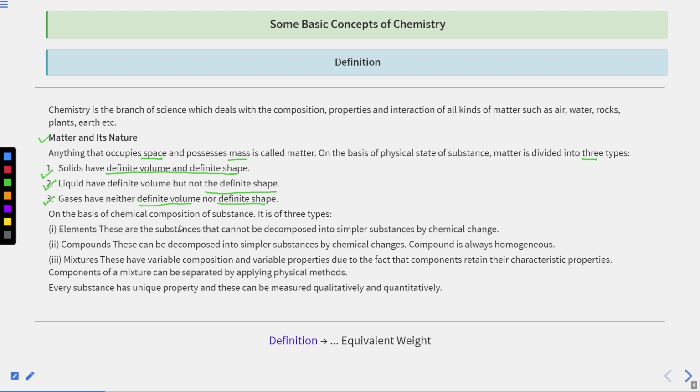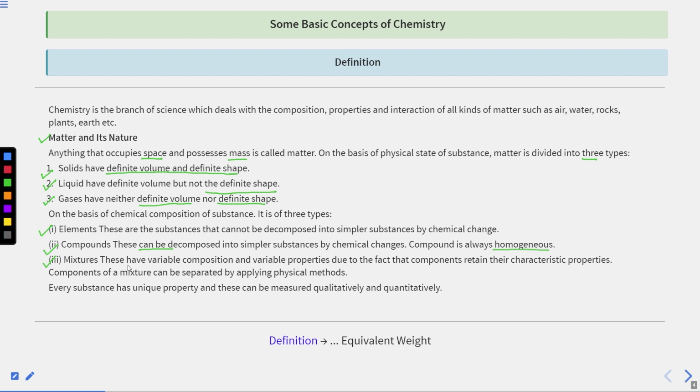On the basis of chemical composition, substances are of three types: elements, compounds, and mixtures. Elements are the substances that cannot be decomposed into simpler substances by chemical change. If we look at the chemical composition of any substance, elements are the smallest part, and an element cannot be decomposed into simpler substances by any chemical change. Compounds can be decomposed into simpler substances by chemical changes. A compound is always homogeneous.